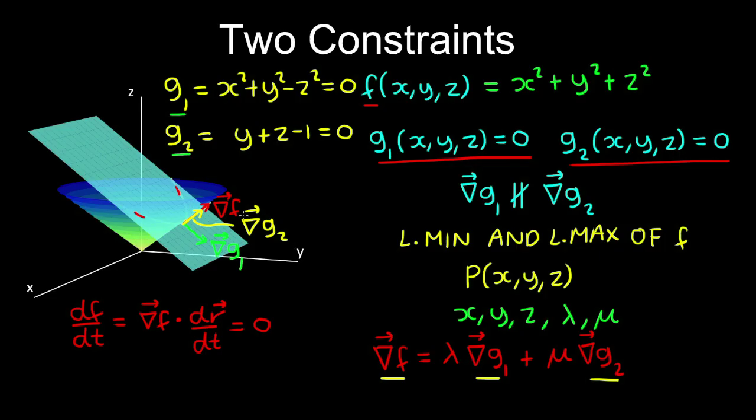And note that in this case, we'll see that the cone constraint is not even required, because the gradient of the plane is parallel to the gradient of the function f. So let's make a bit of room here.